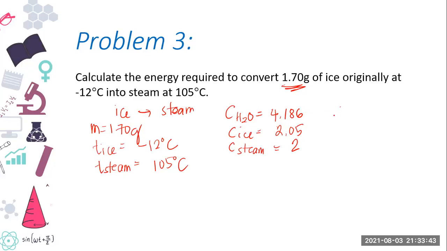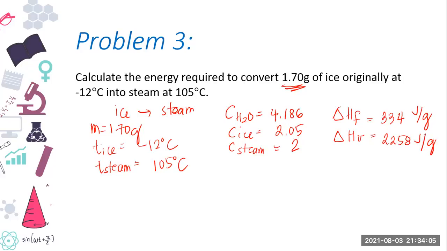And then we don't have values for heat of fusion and heat of vaporization from the table, so I'm giving them. Heat of fusion is 334 joule per gram. And we have heat of vaporization to be 2258 joule per gram.